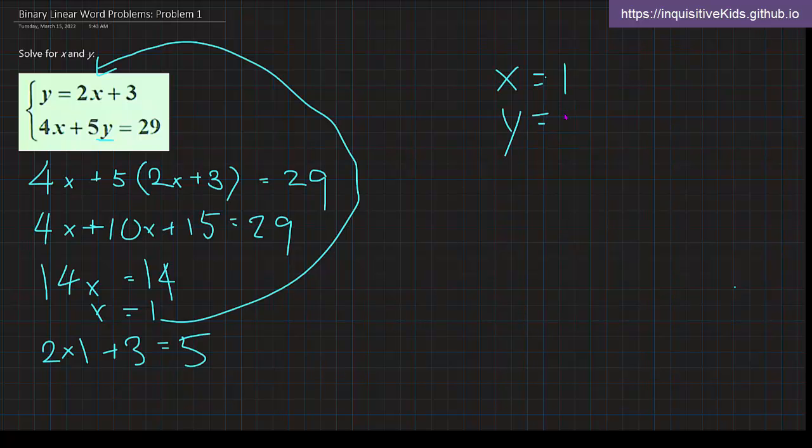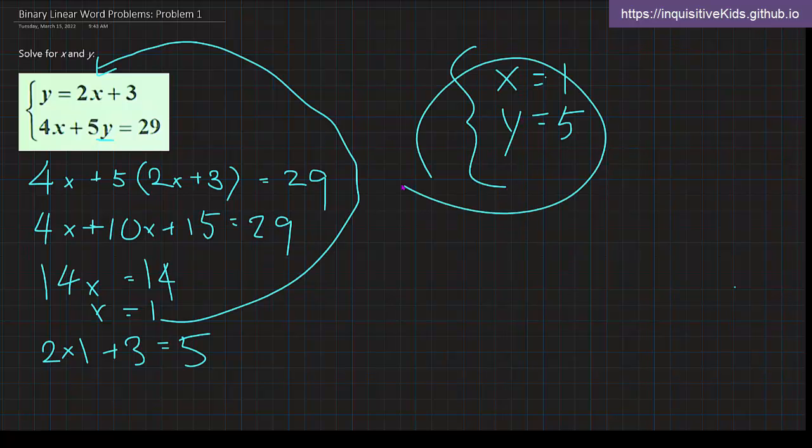And when you're solving binary linear word problems and there's a bracket right here to show that these are in the same group, just also add a bracket in your answer as well. So the final answer should be x equals 1 and y equals 5.